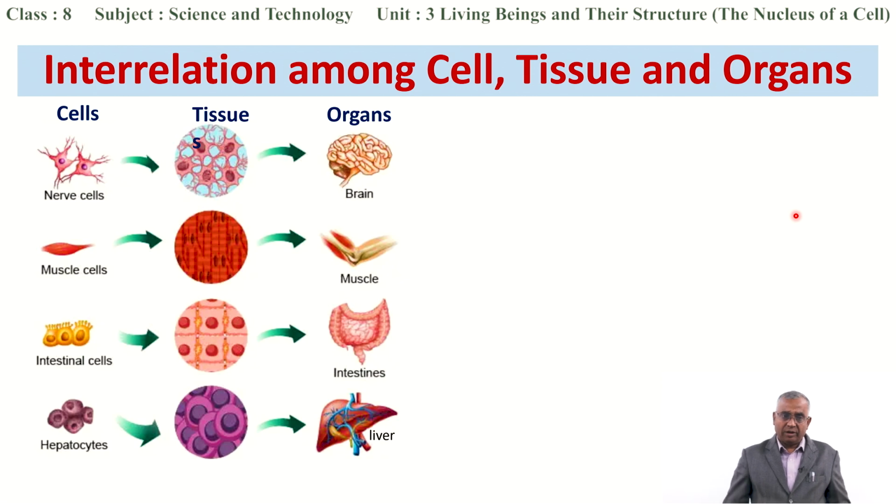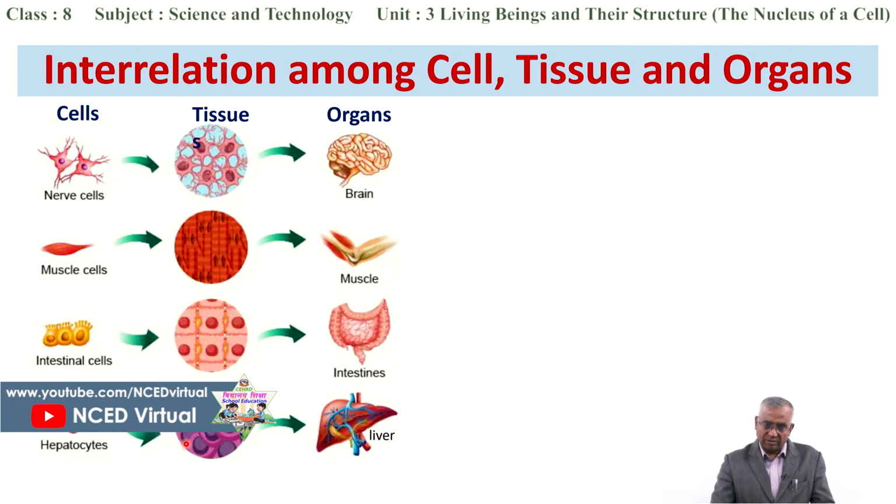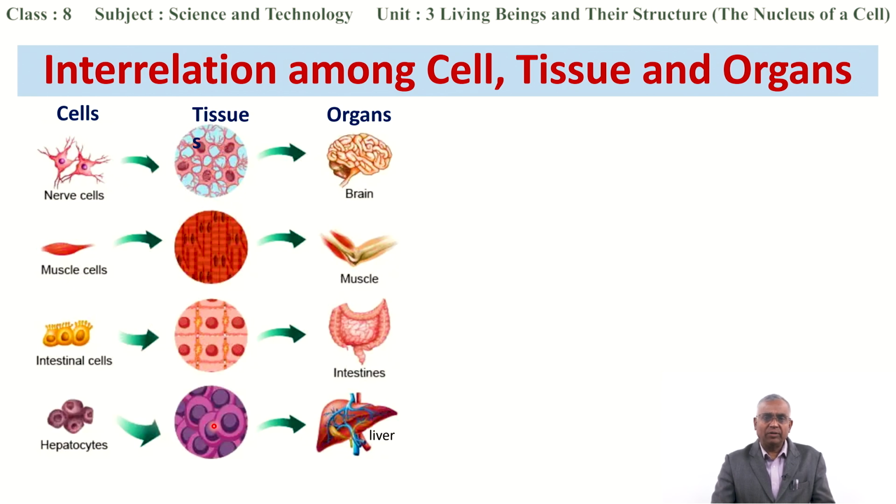You can see here, what type of cell is that? Nerve cell. Nerve cell forms nervous tissue. Here is a muscle cell, which forms muscular tissue. Here is an intestinal cell, which forms the tissue of the wall of the intestine. These are hepatocytes. Hepatocytes are the cells found in our liver, the cells that form the liver. So the liver is a tissue, the tissue of the liver. So there are different types of tissues which are formed from the cells.